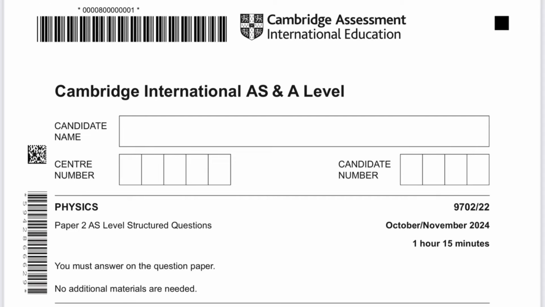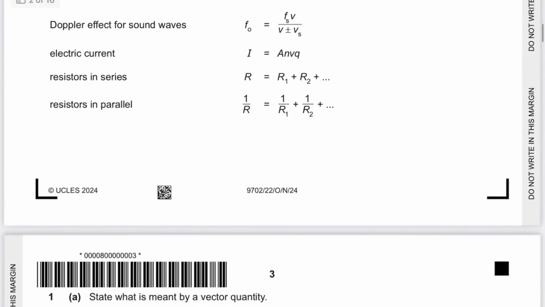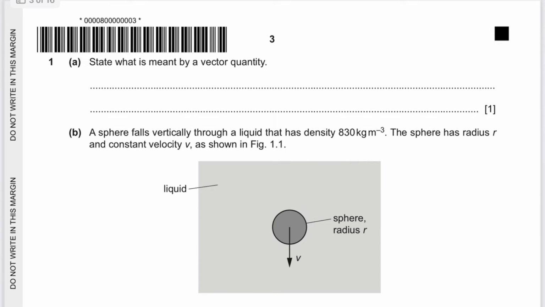Hi, let's solve paper 2 variant 2 of AS level physics today. Question 1, state what's meant by a vector quantity. So that's a physical quantity that has both magnitude and direction.